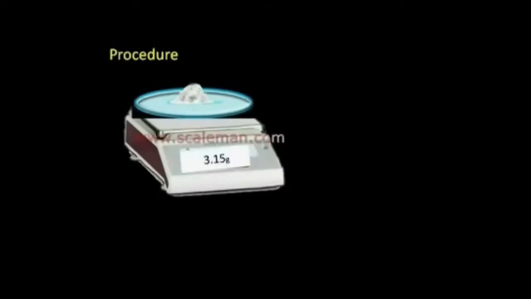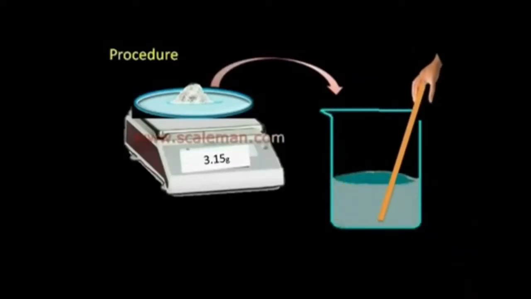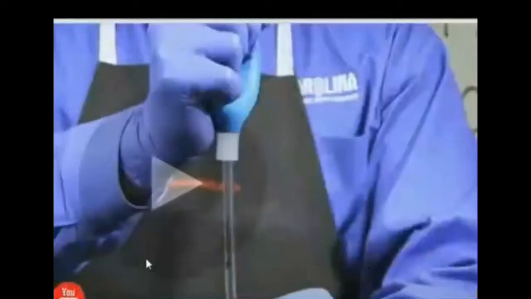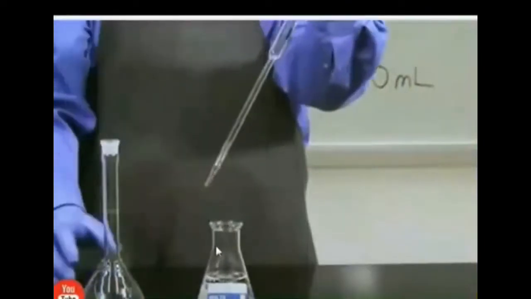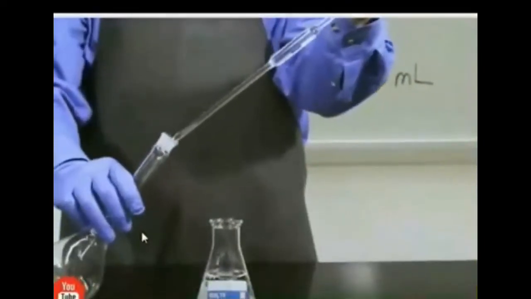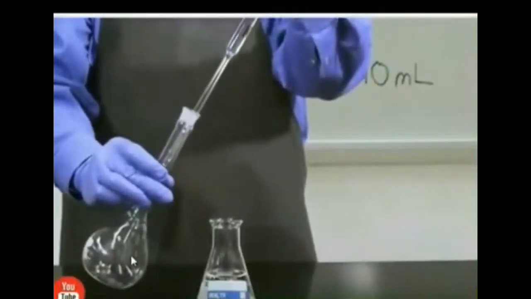Now, moving towards the procedure, we will take 3.15 grams of oxalic acid with the help of this measuring balance. Take exactly 3.15 grams of oxalic acid and then add this oxalic acid into a little amount of water. Shake it or stir it well. Now take this solution with the help of a funnel and pour it into this volumetric flask.